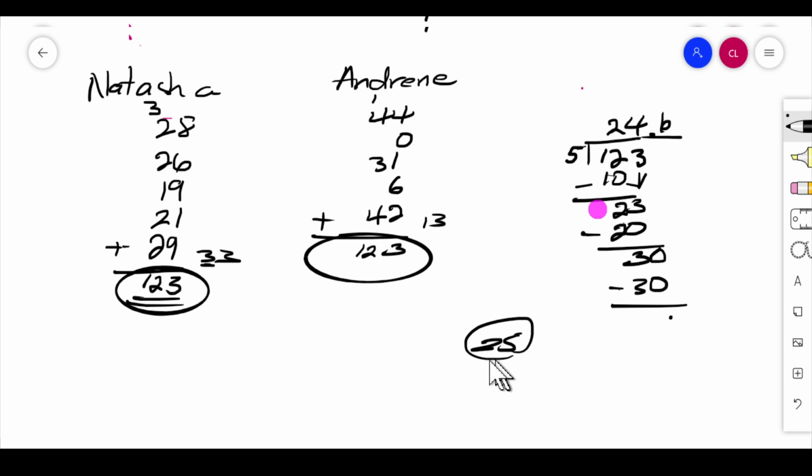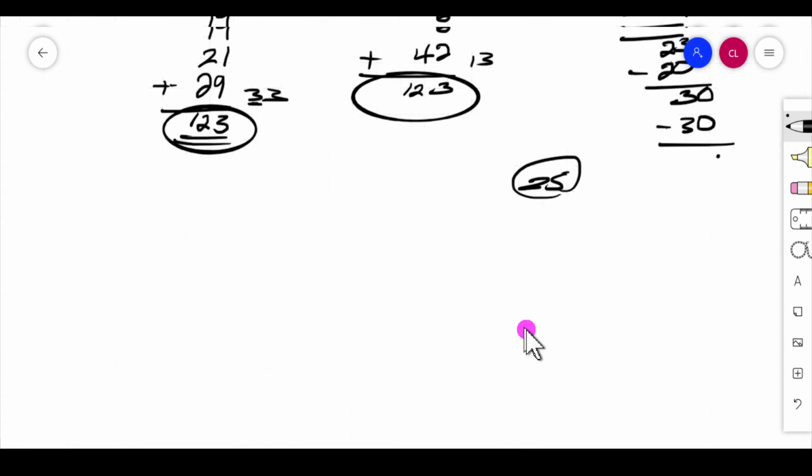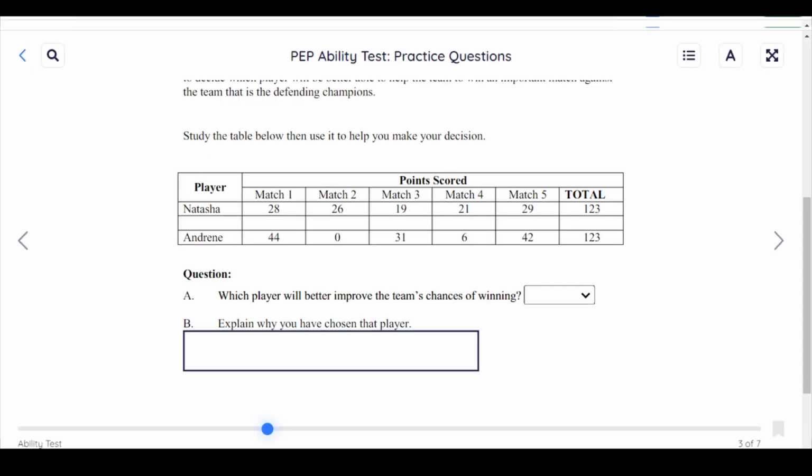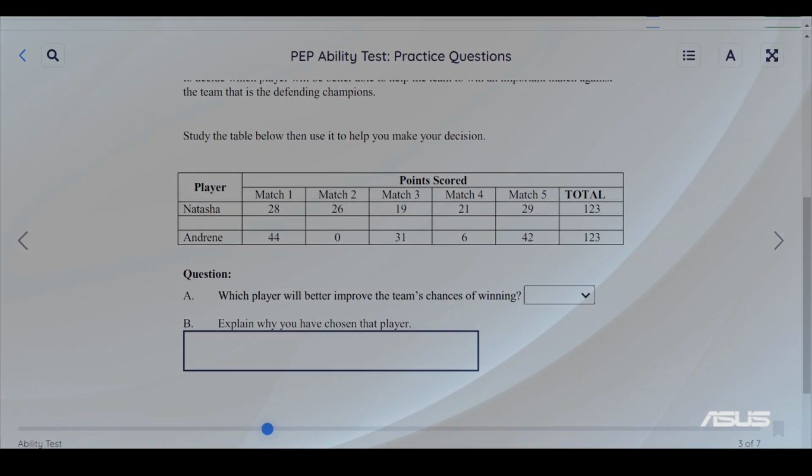We know all of this already. Just looking at the table, we would have been able to see that if the total is 123 for both, the sum of the scores is the same, therefore the average will be the same. So we can't use average to make the distinction. What are we going to look at then? Let's go back to our table.